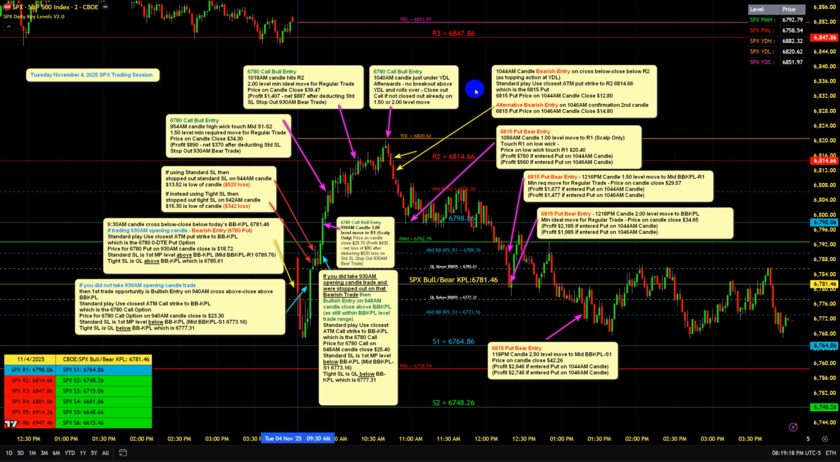And that stop loss would have been right about here. Again, I don't have it turned on, but that is where the mid R2, R3 level would be for the standard stop loss. In this case, neither stop loss was hit.